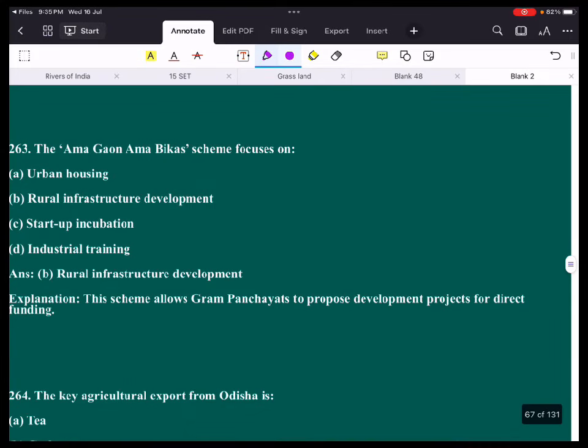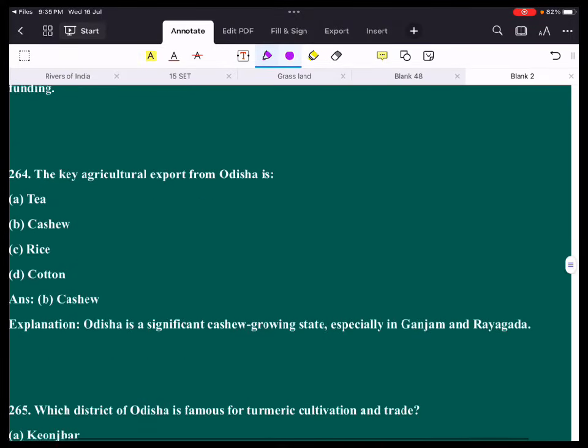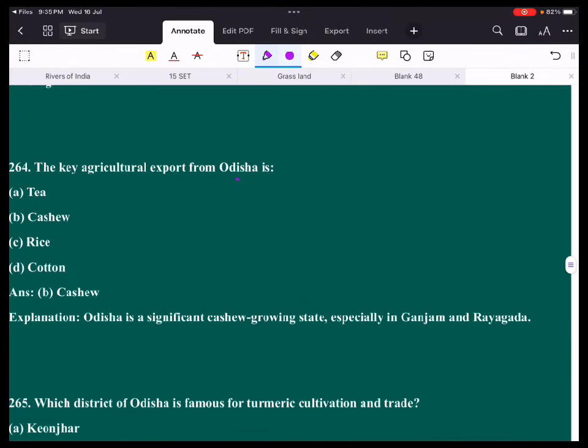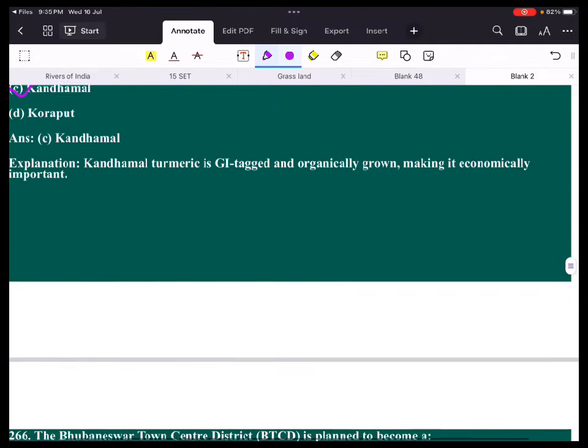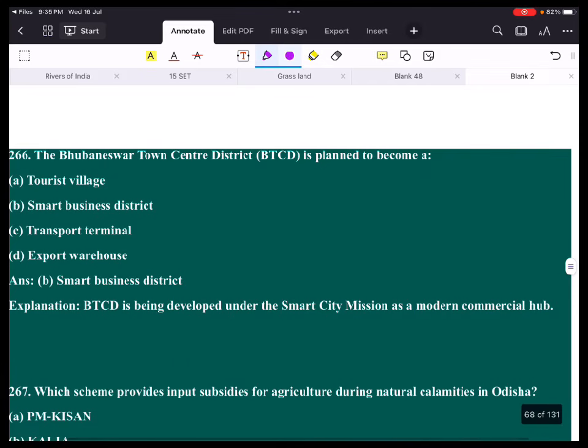The Amo Gaon Amo Vikas scheme focuses on rural infrastructure development. The key agriculture export from Odisha is option B, cashew. Which district of Odisha is famous for turmeric cultivation and trade? That is option C, Kandhamal. The Bhubaneswar Town Center District is planned to become a smart business district, option B.